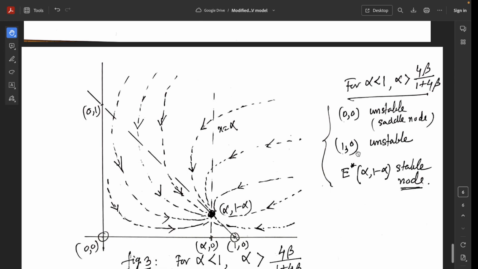And when alpha is less than 1 but alpha is greater than 4 beta over (1 plus 4 beta), in this case, the line x equals alpha is a straight line parallel to the y axis, with this x axis and this y axis. So for this alpha, we get the coexistence equilibrium point here. Obviously, (0, 0) is unstable and (1, 0) is also unstable here. The only stable point is (alpha, 1 minus alpha), a stable node.